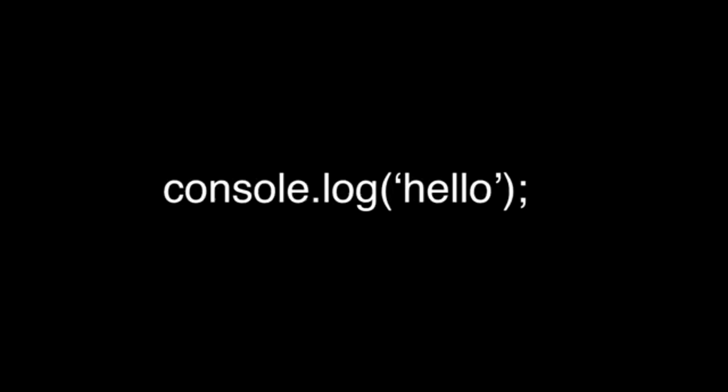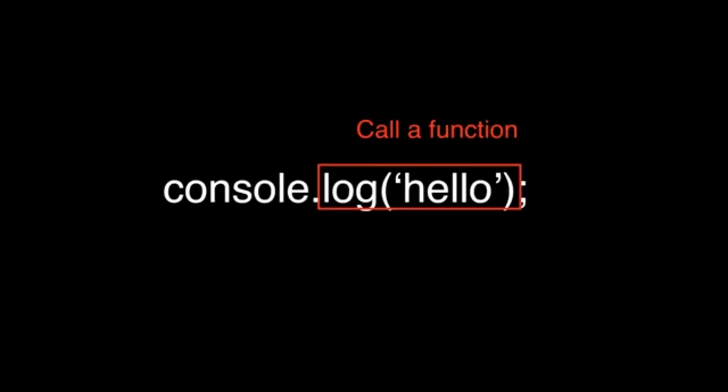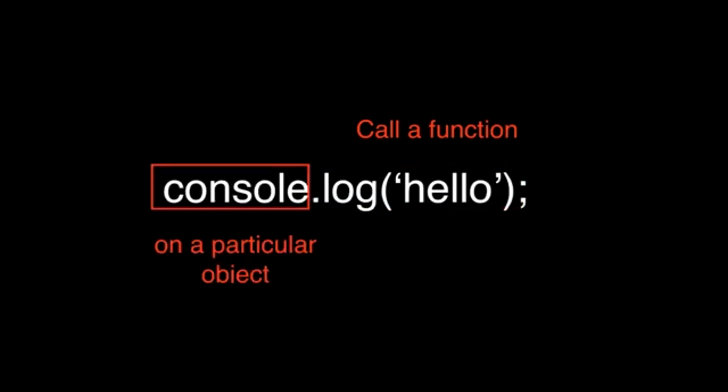So this is the line of code that we put in our latest page. It looks quite similar to the alert we had last time. We're calling a function just like the alert. So this log is calling a function. It's got an argument, hello, very similar to alert. But we've got this other thing. We've got this console. And that, as we saw, is an object that represents the console bit of the web page. So we're calling this function on this particular object.